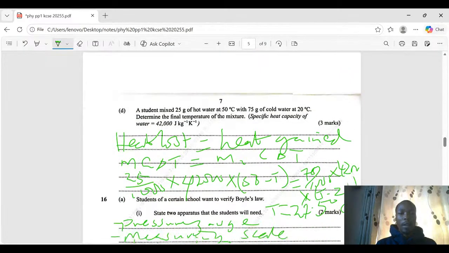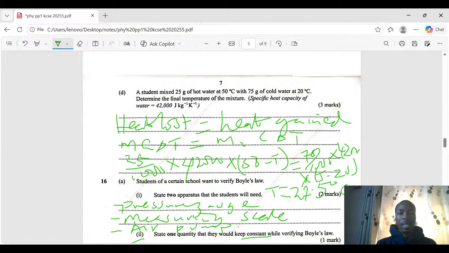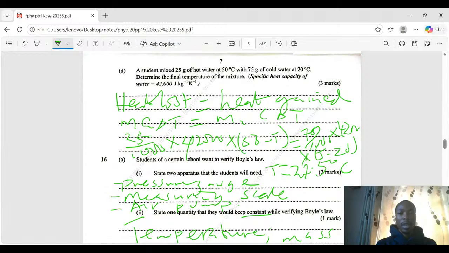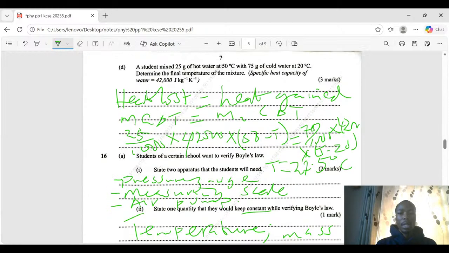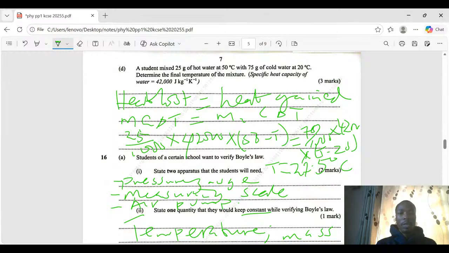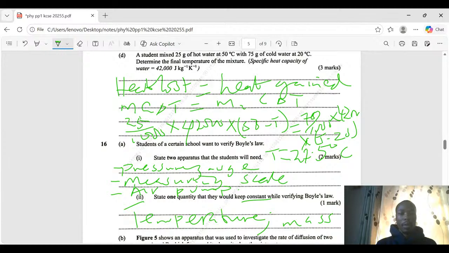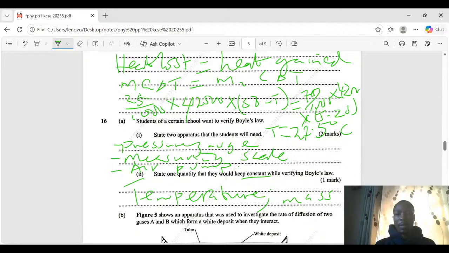A student mixes 25 grams of hot water at 50 degrees Celsius with 75 grams of cold water at 20. Determine the final temperature. So heat lost is heat gained. The heat is lost by the hot water and gained by the cold water. So you use 25 over 1,000 times 42,000. Remember, they are giving you the specific heat. This year, they gave it as 42,000. Usually it is 4,200, but you use what they give there. If you substitute it very well, you end up having 27.5 degrees Celsius.